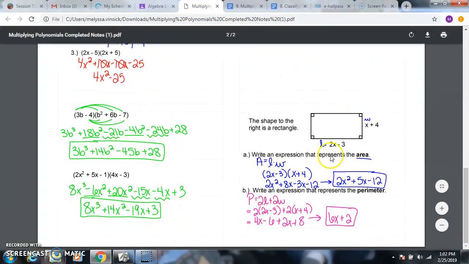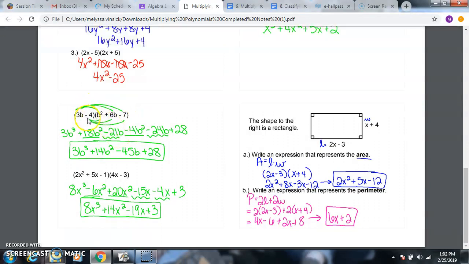All right, a couple more down here. Another example, we have a binomial first times a trinomial. So again, each piece of this first set of parentheses has to get multiplied times each piece of the second set. 3b gets distributed to b squared, which is a 3b to the third power. 3b gets distributed to the 6b, which is 18b squared. 3b gets multiplied to the negative 7, which is a negative 21b.